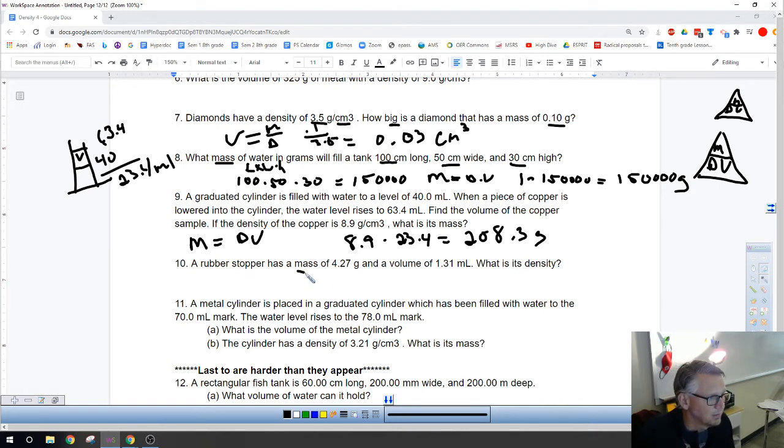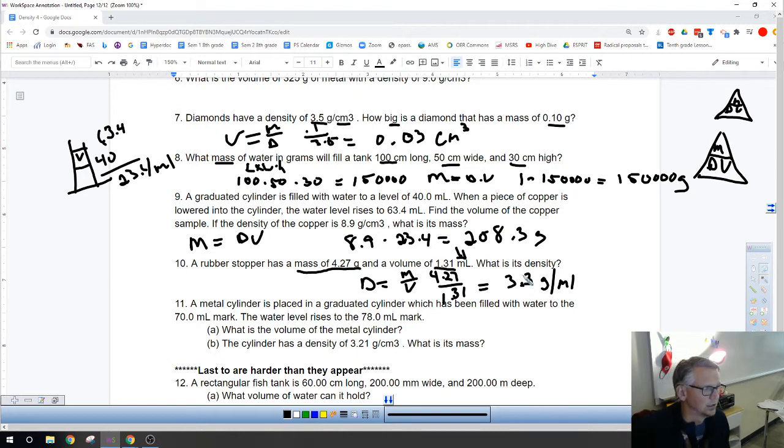A rubber stopper has a mass of 4.27 grams and a volume of 1.31 milliliters. What is the density? Density is equal to mass divided by volume. Our mass was 4.27 divided by our volume, which was 1.31. And when we divide that out, we get an answer like 3.3. I've been rounding to the tenths place on most of them. On a quiz or a test, I will let you know what it is I'm looking for. And the label on that is going to be grams per milliliters.